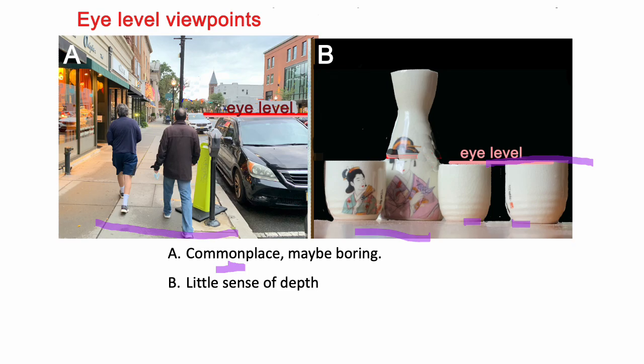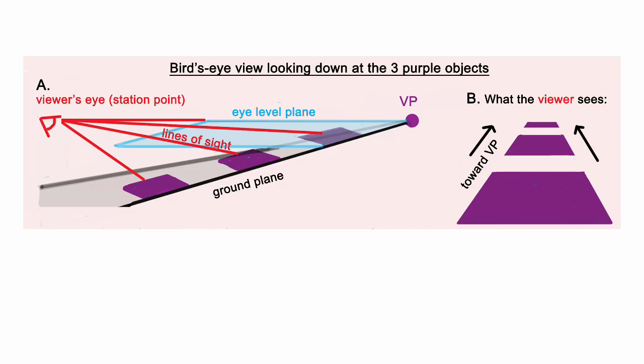This diagram shows a bird's eye view looking down at the purple objects. I represent the station point as the viewer's eye, located on the eye-level plane. Her lines of sight travel from the eye to each one of these squares. As she looks towards the distance, her line becomes more and more horizontal, and when she finally looks at the vanishing point, she has reached the eye-level viewpoint. Notice that her eye tilts down but remains at the station point.